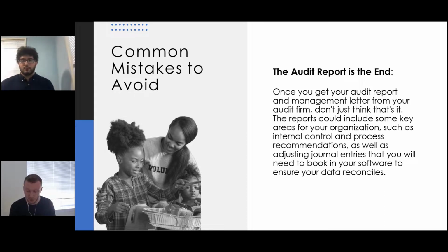And again, the adjusting journal entries. If the auditor finds numbers that need to be changed, they will recommend this audit entry for you, and you have to make sure that that entry ends up in your software so you can reconcile your accounting software to your audit report. And again, that links back to one of the key points I mentioned, which was opening net assets. Okay, so Justin, I hope that gave you some insight into some common mistakes to avoid in the audit process.